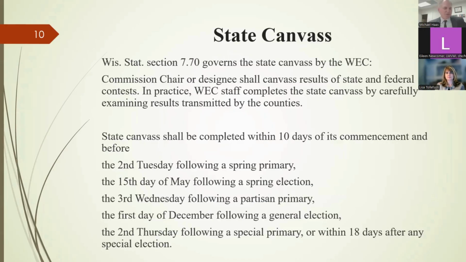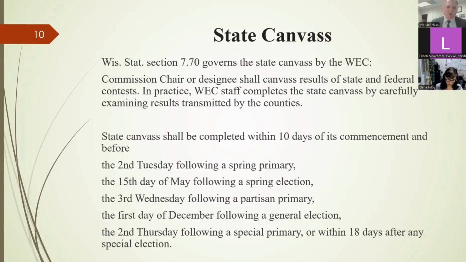The state canvass is a little bit different animal than in most states that have a Secretary of State that certifies election results. Of course, in Wisconsin, we have the Wisconsin Elections Commission. And the statutes authorize the commission chair or their designee to canvass the results of the state and federal contests. Now, I can tell you based on experience that the work in putting together the canvass results is completed by the staff of the WEC.